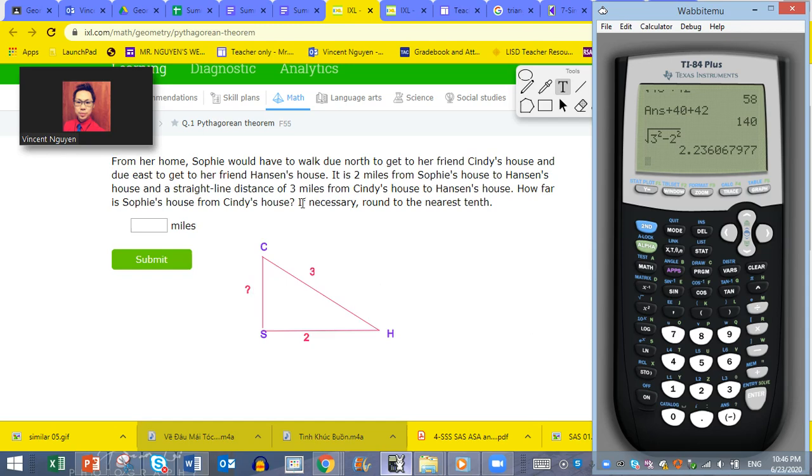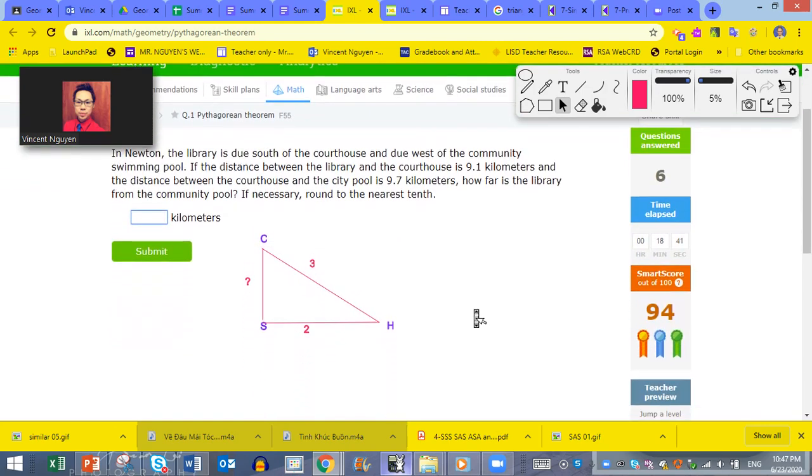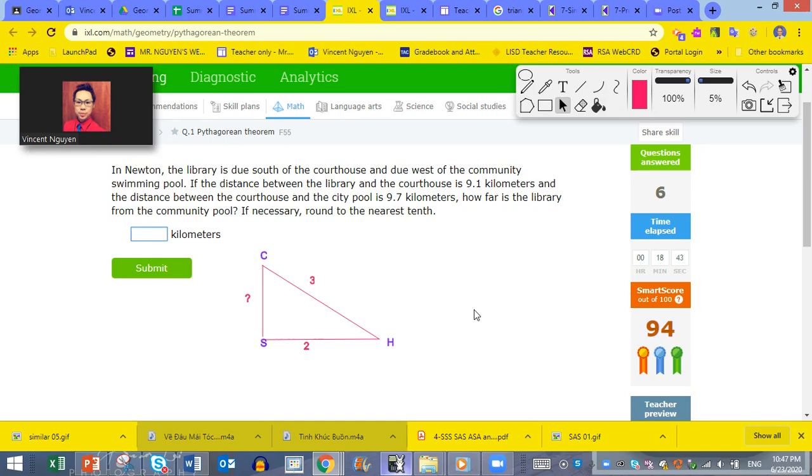We get 2.23606, blah, blah, blah. It says, if necessary, round to the nearest tenth. Nearest tenth is 1 decimal place. So in this case, we're going to say it's 2.2. We're going to drop the 3 because it's not 5, right? So go back to our screen. We're going to put 2.2 miles in there. This problem was different than the ones we did before because we have to end up subtracting instead of adding, right? Submit. All right. So guys, that's pretty much the Pythagorean theorem.